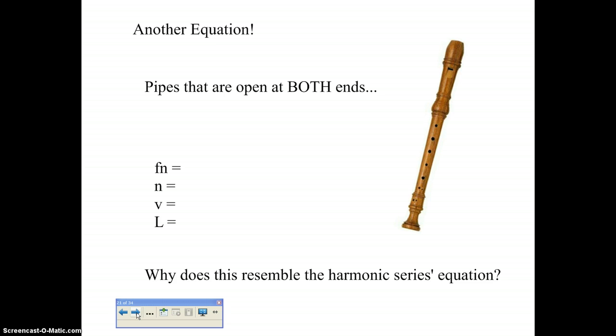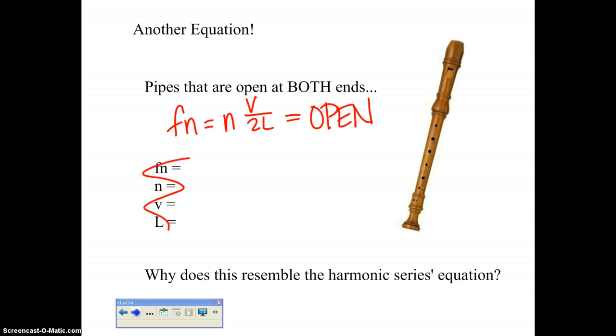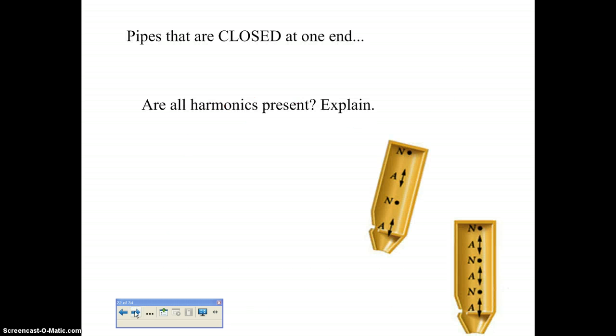Okay. Another equation, when the pipes are open at both ends, it's not really another equation, it's the same exact one. F of n equals nv over 2L. So that's an open pipe, an open instrument. I'm not going to take the time to write those out. You've already done that before. So why does this resemble a harmonic series? Because all harmonics are present. You can solve for n1, n2, n3, n4, etc.